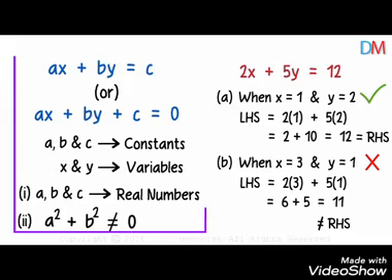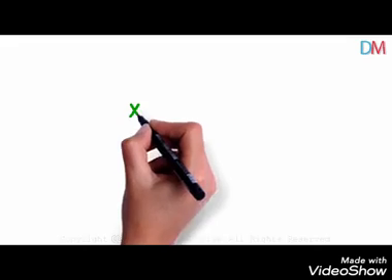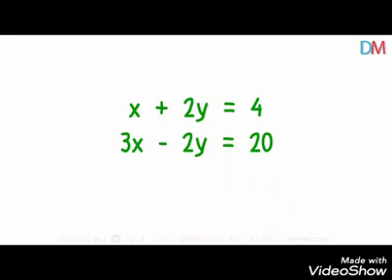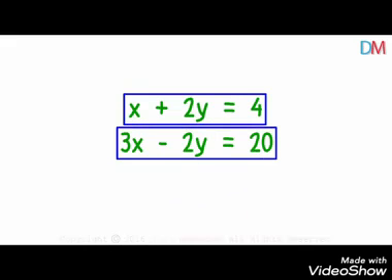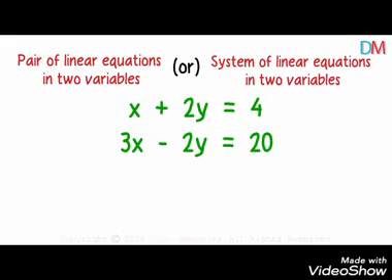Now that we have a basic idea about linear equations in two variables, we can move on to looking at pairs of linear equations in two variables. x plus 2y equals 4 and 3x minus 2y equals 20. Each one of these is a linear equation in two variables. And can you guess what they'll be called together? Yes, a pair of linear equations in two variables, or a system of linear equations in two variables.